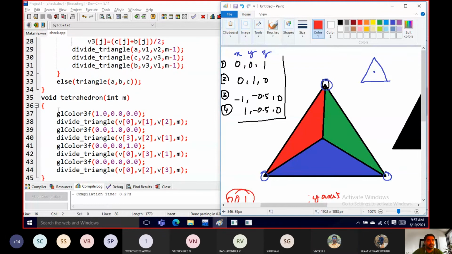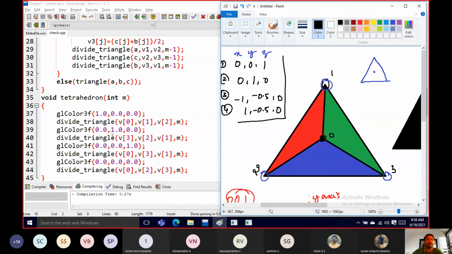So we'll come back. glColor3f, red color, select red color. Then divide the triangle 0, 1, 2. Which was the 0th one? The 0th one was this. So this vertex is 0, this vertex is 1, this vertex is 2, and this vertex is 3. Then connect vertices 0, 1, and 2. Also consider how many divisions you want, because every side has to be divided.